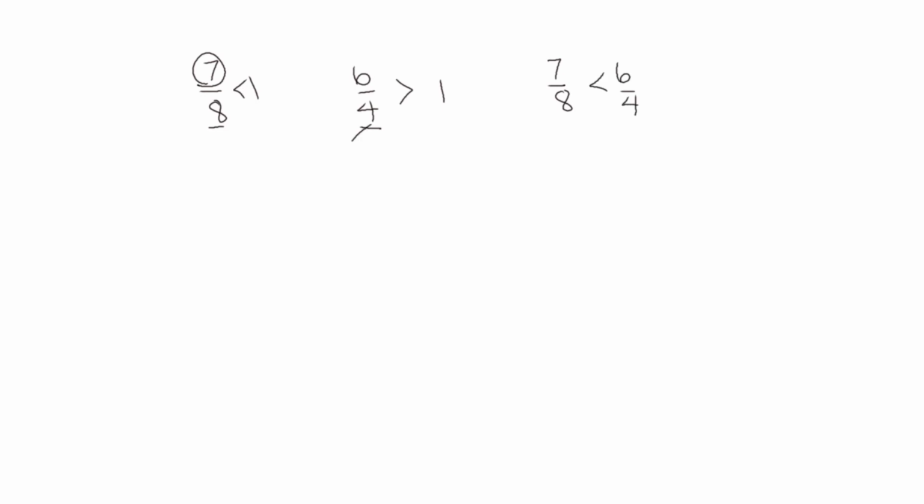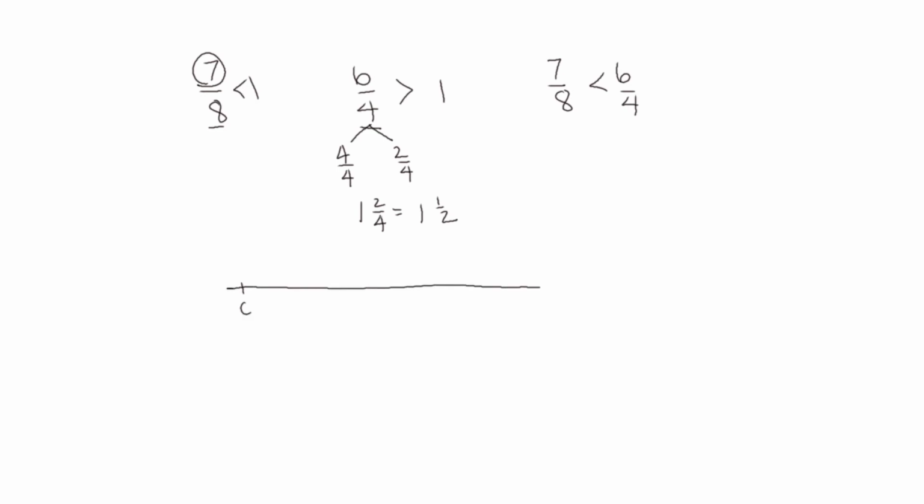We can further look at the fact that we can decompose 6/4 into 4/4 and 2/4. 4/4 being equal to 1 and 2/4 is also equal to 1/2. So 7/8 is less than 1 and 6/4 is equal to 1.5. So let's show those on a number line.